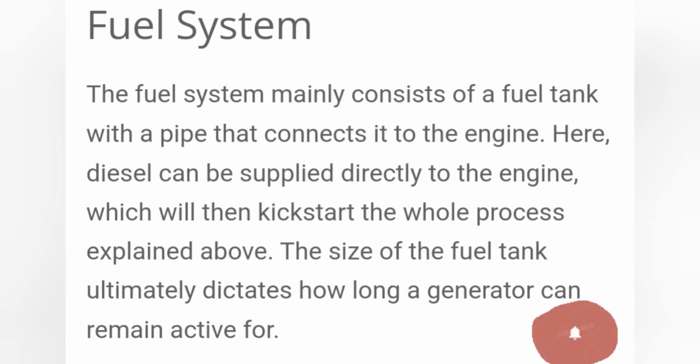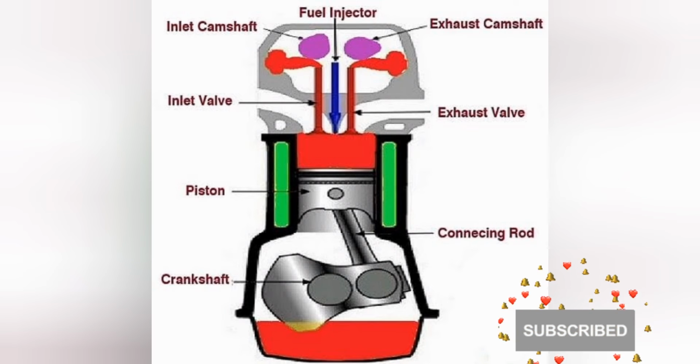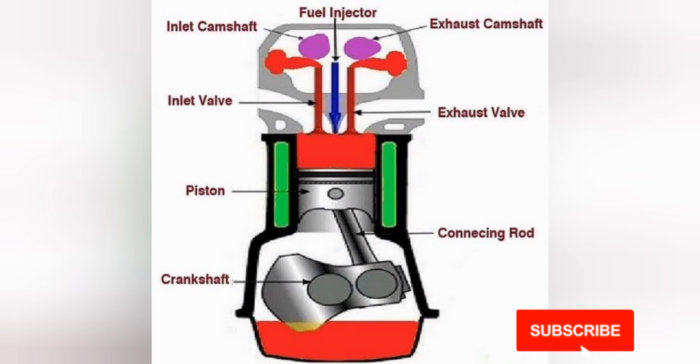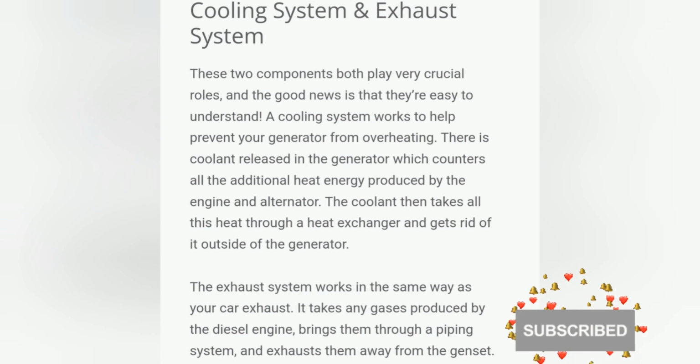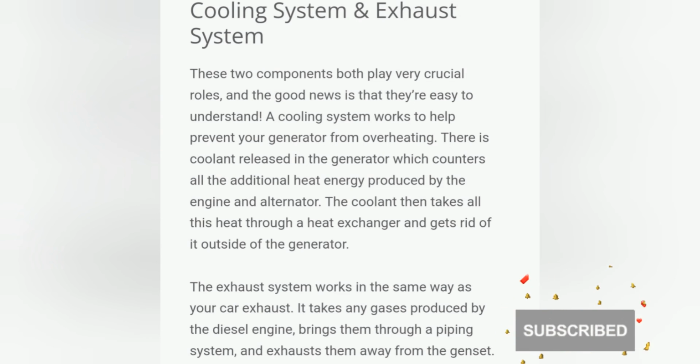As in cars or motors, whatever it is, the engine working is the same: the fuel will be injected into the piston, and then the piston connects to the rod and the crankshaft. Due to the crankshaft we get the mechanism, and then the combustion chamber bursts and we get the energy. All these things are the same as the car engine, which we regularly know, and the same thing is processed here. And coming to the cooling system and exhaust system, these are two components, and both play a very critical role.